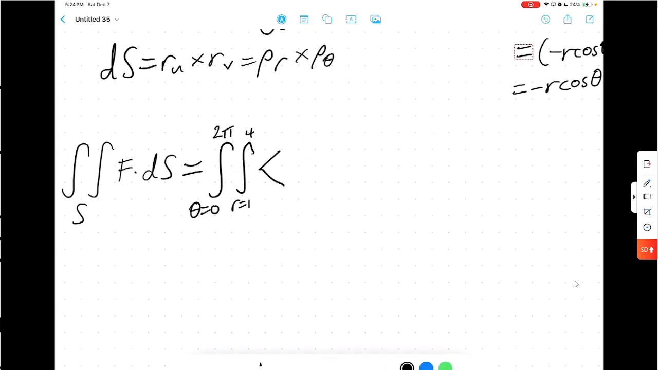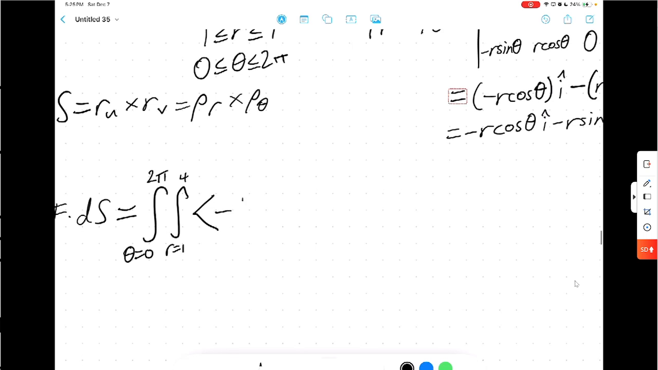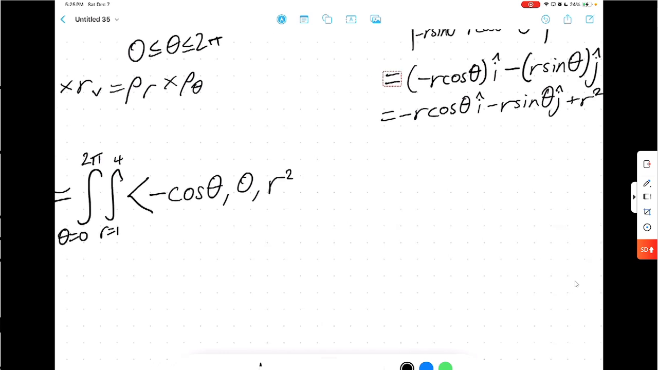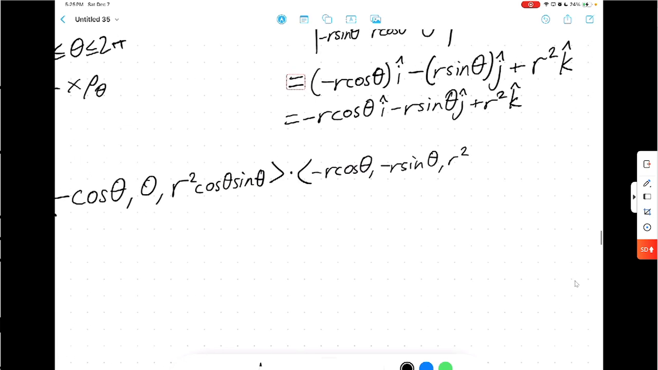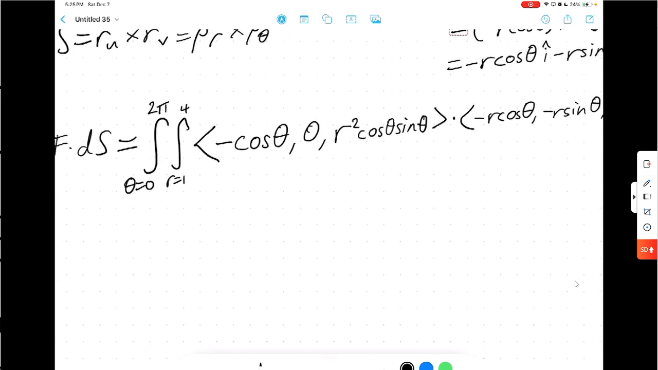And now we have to parameterize this with r and theta. This is where the r cosine thing comes in handy, because now x is equal to r cosine theta. Square root of x squared plus y squared is just r, so we actually just get negative cosine theta. How nice. 0, and then xy is just r squared cosine theta sine theta, dotted with negative r cosine theta, negative r sine theta. R squared again, dr d theta. There is no r this time around.